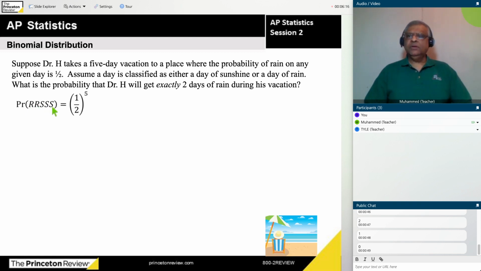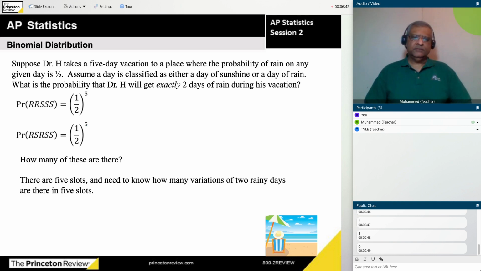But that's not the only possibility that we have there. We could have this possibility: rain, sunshine, rain, sunshine, sunshine. So really the question is, how many such possibilities can we get? And then once we know how many possibilities we have, we just take that number, multiply it by 1/2 to the 5th power, and we got our answer. Okay, so how many of these are there?